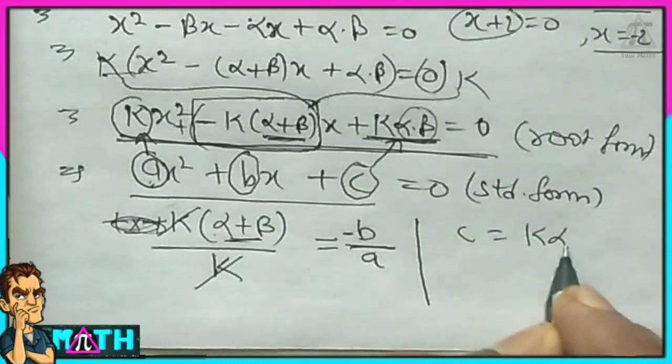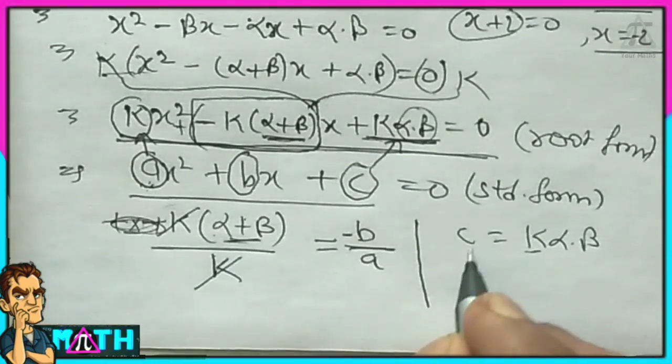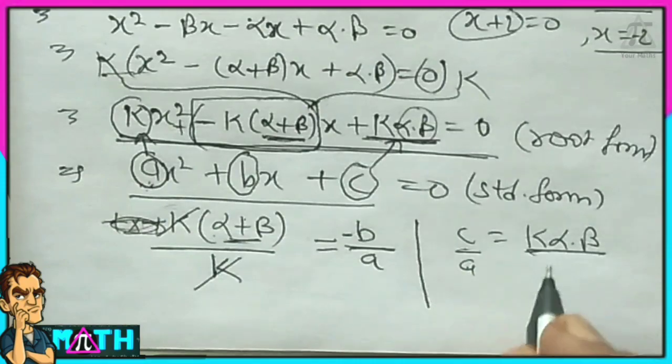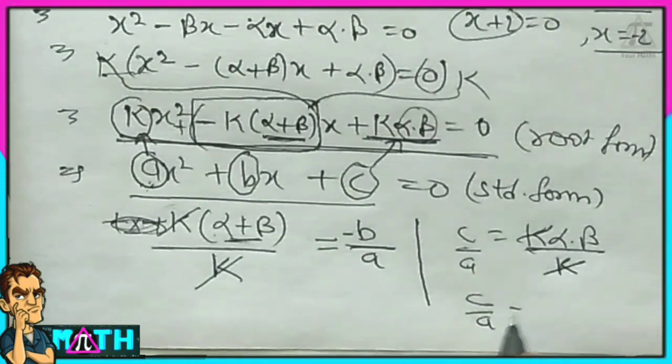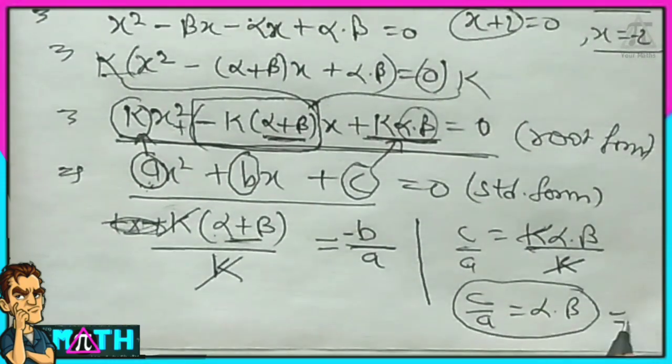Now we have to find alpha into beta also. So c is equal to k alpha into beta. Now c by a is what? k alpha beta by k. So k cancels out, and c by a is equal to alpha into beta, and that's proved.